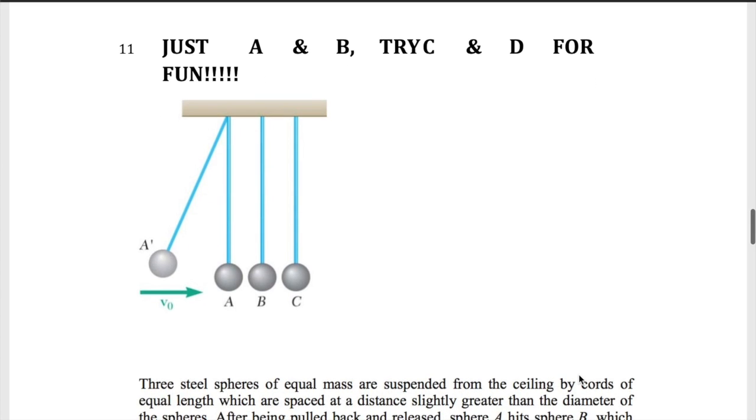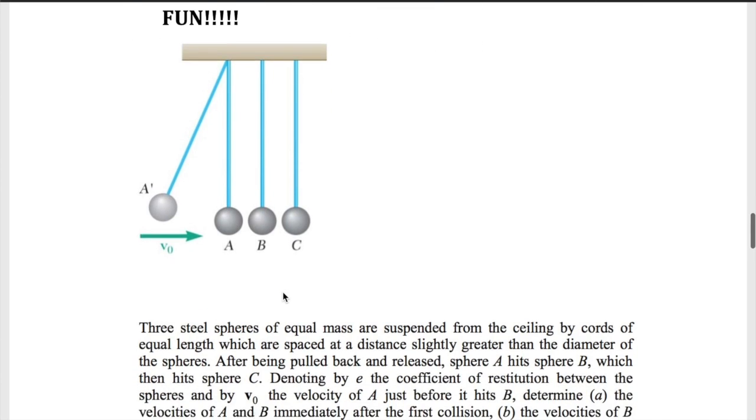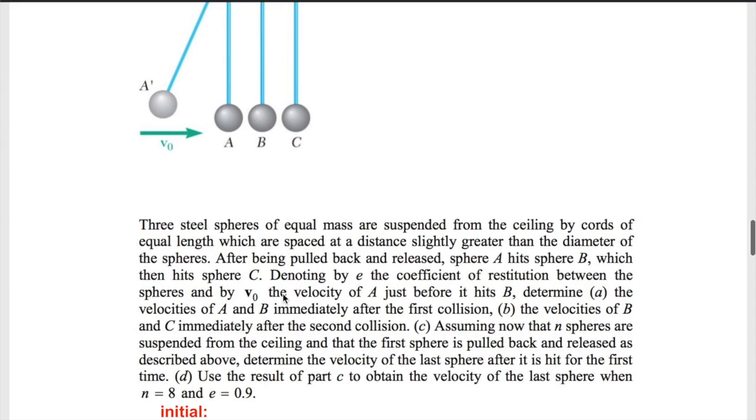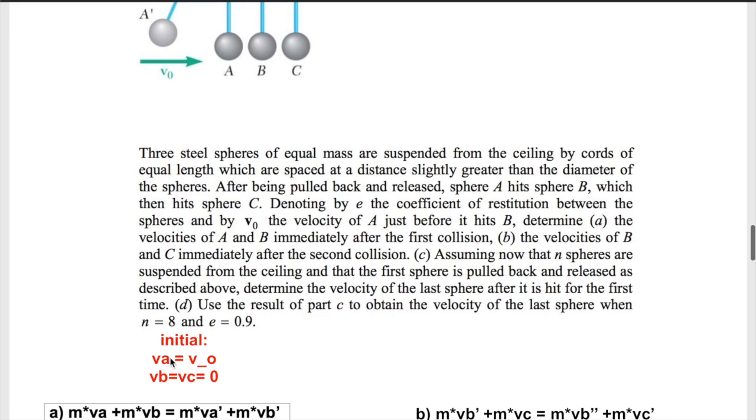Alright, for this next problem, we're given these 3 hanging balls, and we basically lift A, give it an initial velocity, and have it hit the rest. For part A, we're asked to find the equations for velocities of A and B immediately after the first collision. We know VA has this initial velocity, and VB and VC equal 0 at the beginning.